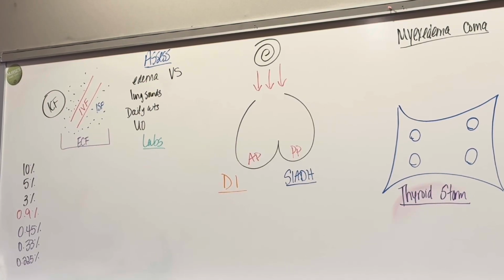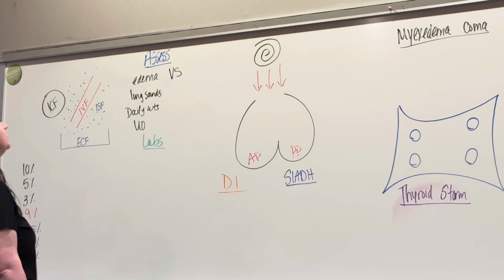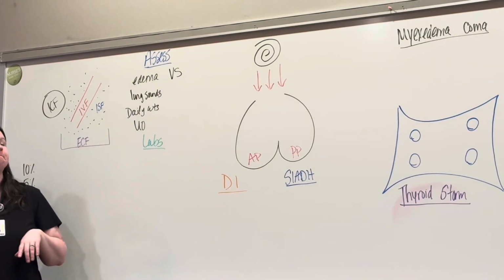When you're overhydrated, you're more concerned about your blood pressure being high. When you're dehydrated, you're worried about hypotension and tachycardia. Okay? So those are your two main vital signs when it comes to assessing fluid volume status. What else?